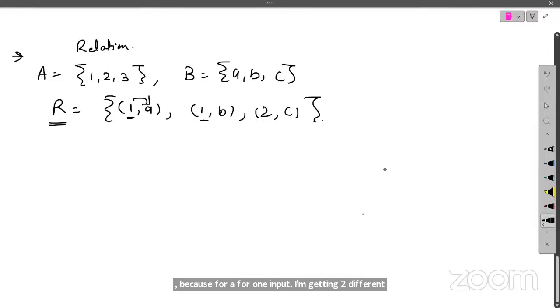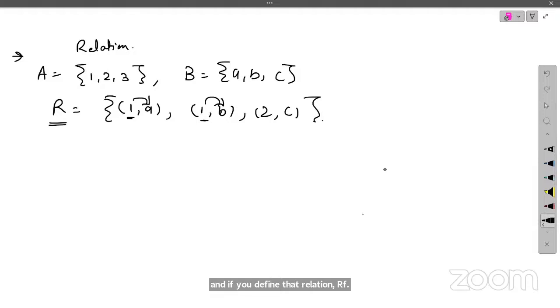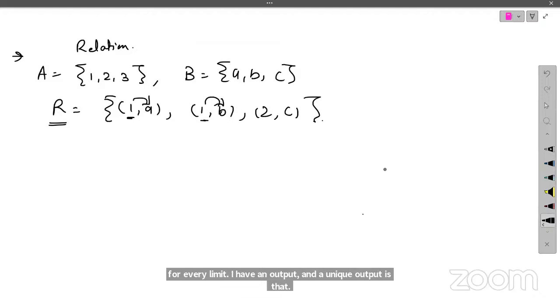One is also related to A and one is also related to B. But if you have a function and you define that relation RF, then this won't happen, because a function follows two rules: for every element I have an output, and a unique output is there. One input, one output.